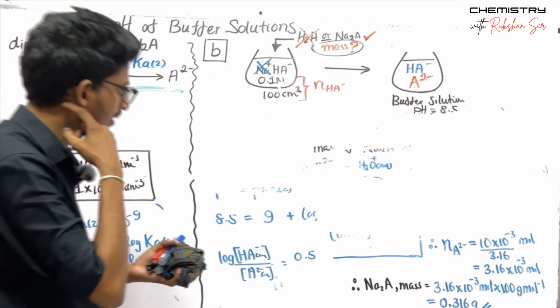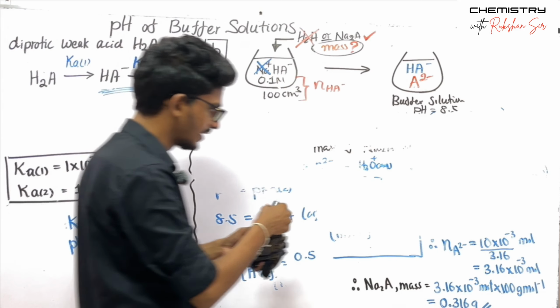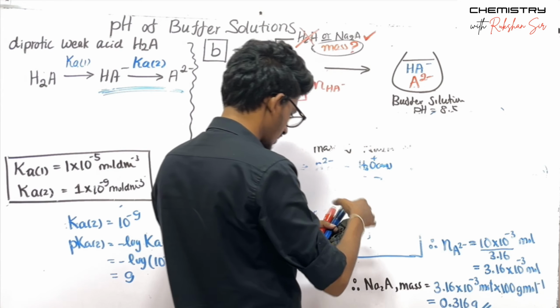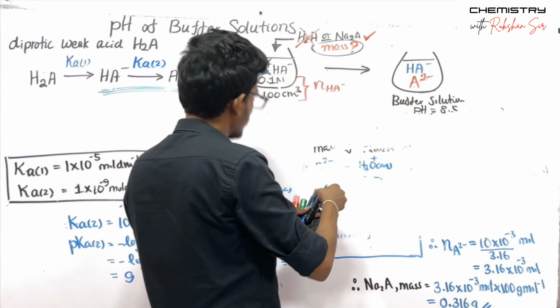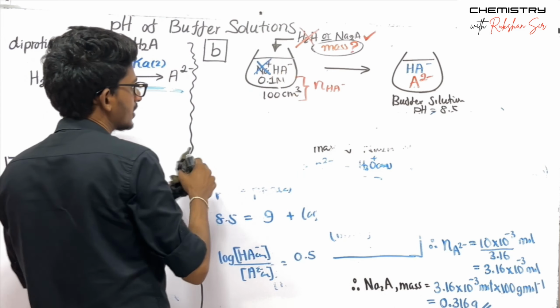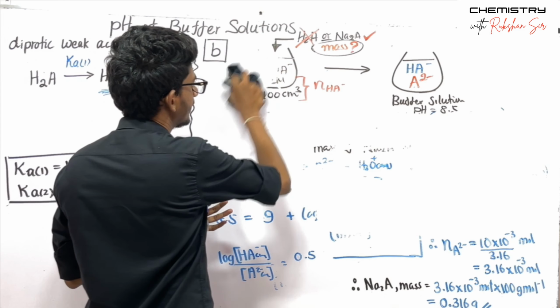So in this case, what are the amounts of these added? So ultimately now you have a solution. So I'll do that.